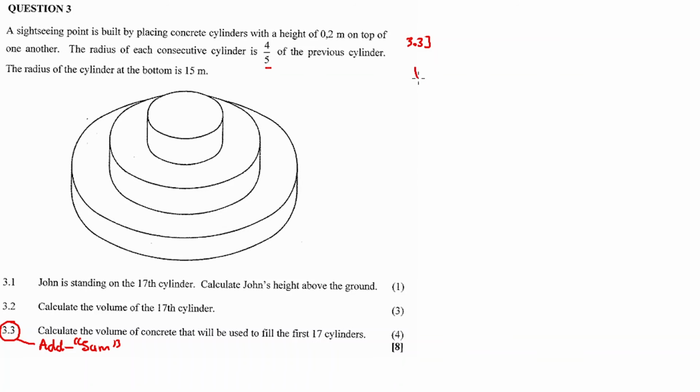So I will find the volume for the first cylinder. I'm going to call it V1. Why call the formula? So volume is pi r squared times the height.